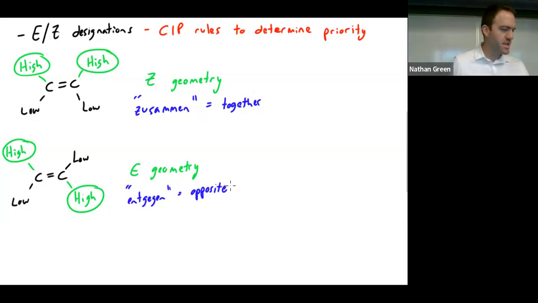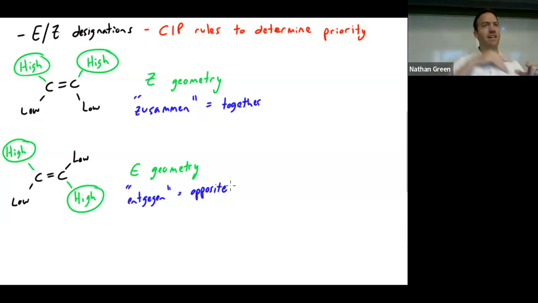So I have given you the etymology of where these words come from, and you're probably thinking to yourself, Dr. Green, etymology is neat and all, but that's not helpful because I don't speak German. But I bet you can put on a pretty good fake German accent. I have been working on my fake German accent for a while. And this is how I remember the E versus the Z. So I do not speak German, but I can do a really hokey German accent. And I think if the two high priority groups are on the same side, that would be Z. The same side. Yeah? Yeah. It's the dumbest thing ever, but it works.